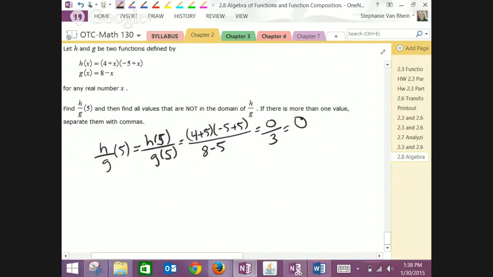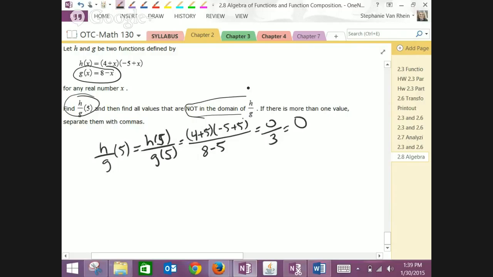The problem is if 0 is in the denominator. So this approach is saying, can you evaluate this division of functions at the point 5? And then it says, list all the values that would not be in the domain of the function. Right? If I have a function h of x over g of x, what values are not in the domain? That would be the values in which g of x would be 0. Right? Because the denominator can't be 0.